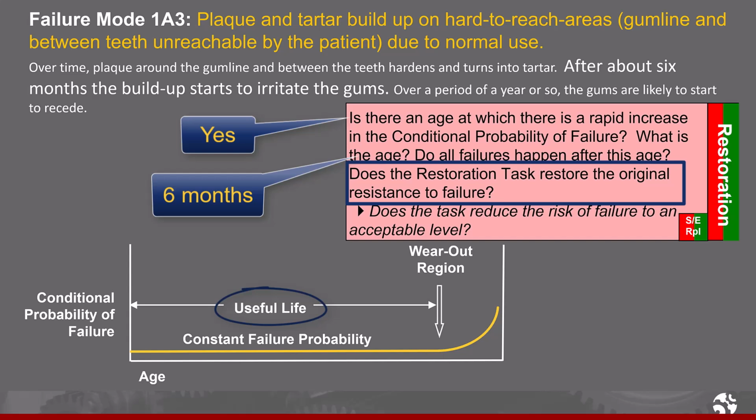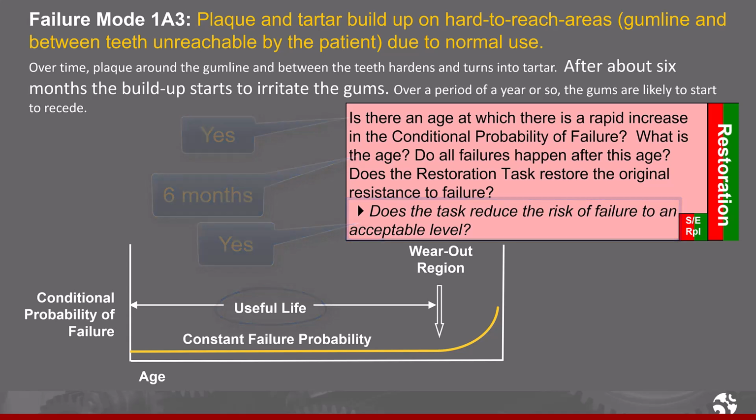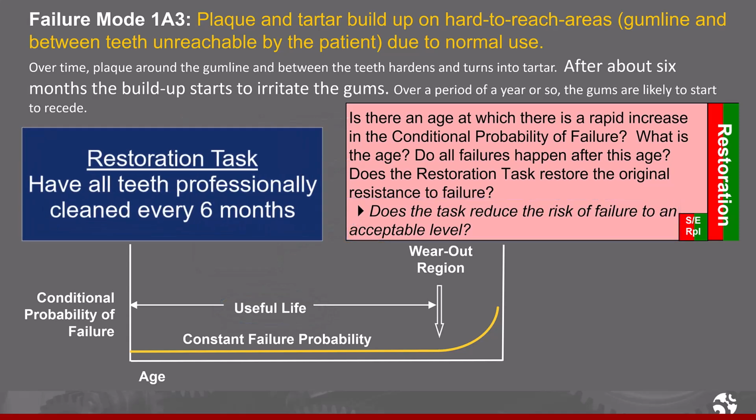Does the restoration task, that is a professional teeth cleaning, restore the original resistance to failure? Yes. By having our teeth cleaned, we have the plaque and tartar professionally removed. Now we have to decide if it's worth doing. Does the task reduce the risk of failure to an acceptable level? Yes, it does. So we have established that our restoration task to have our teeth professionally cleaned every 6 months is both technically feasible and worth doing. So we assign that preventive maintenance task.